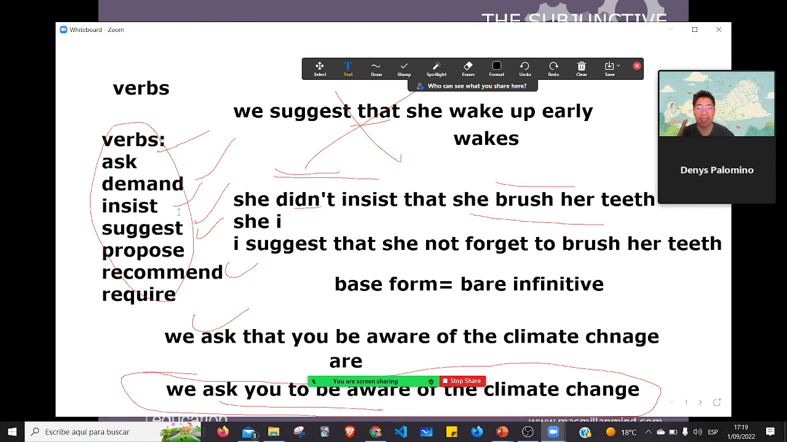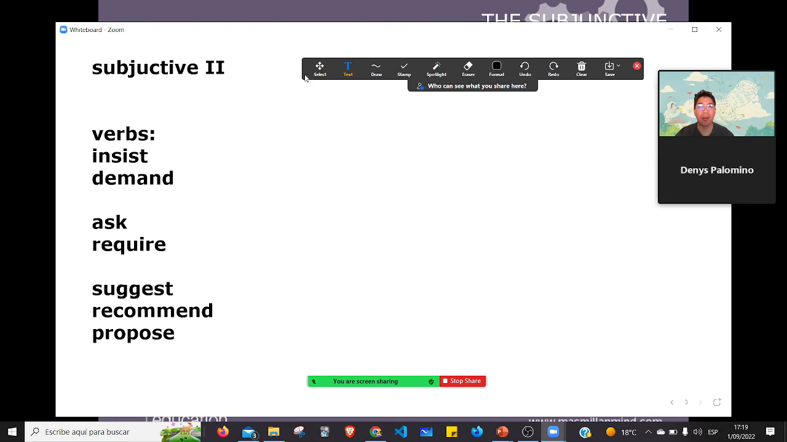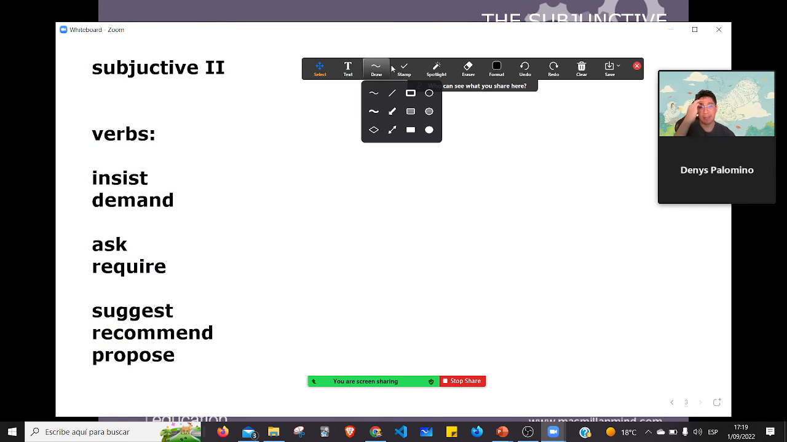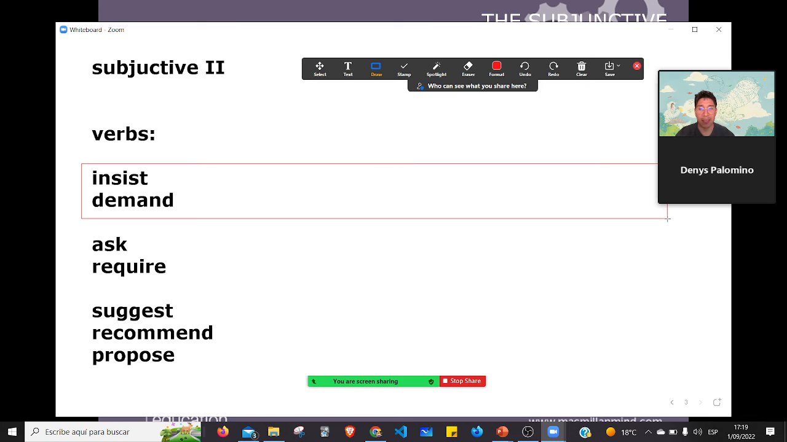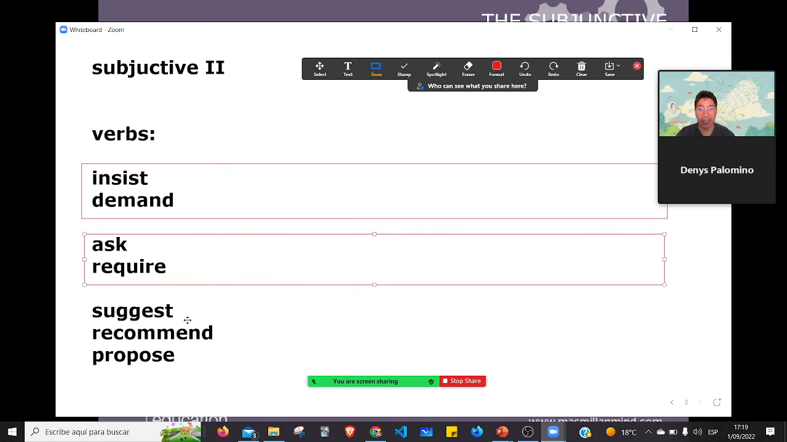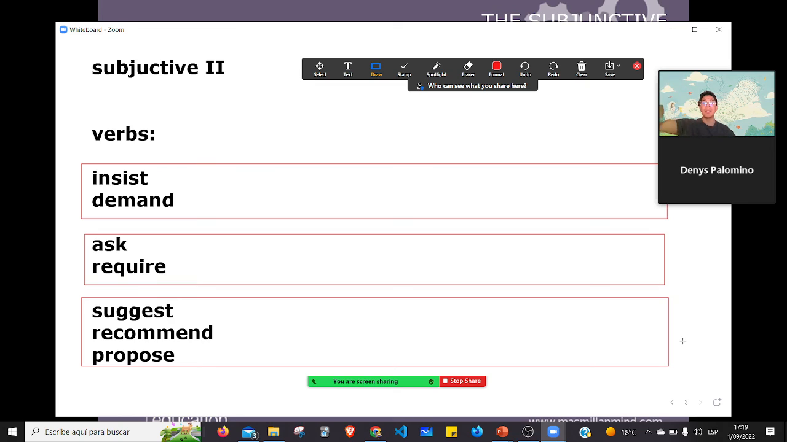Aquí está. Ask, demand, insist, suggest, propose, recommend y require. ¿Is that true? Yes. Entonces, lo que vas a hacer es aprendértelo así en orden. Primero, te vas a aprender los que son así. Insist and demand. Then, ask and require. And then you have suggest, recommend, and propose. You get it? Te lo aprendes así separando, separando, separando. ¿Vale? ¿Por qué? Porque vamos a hacer una pequeña división.